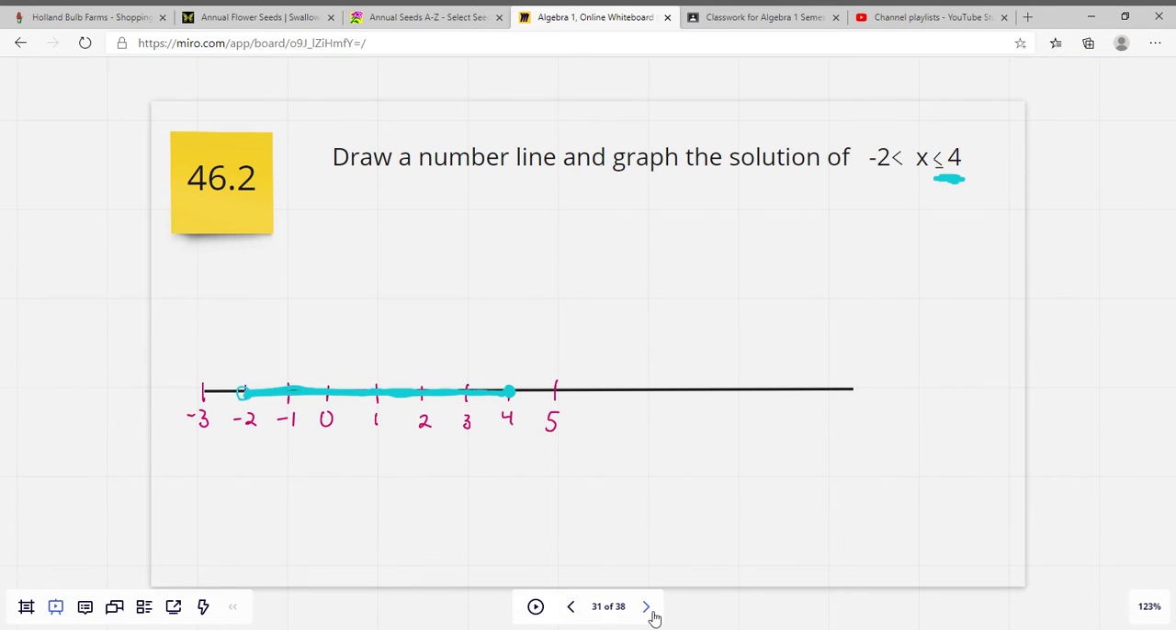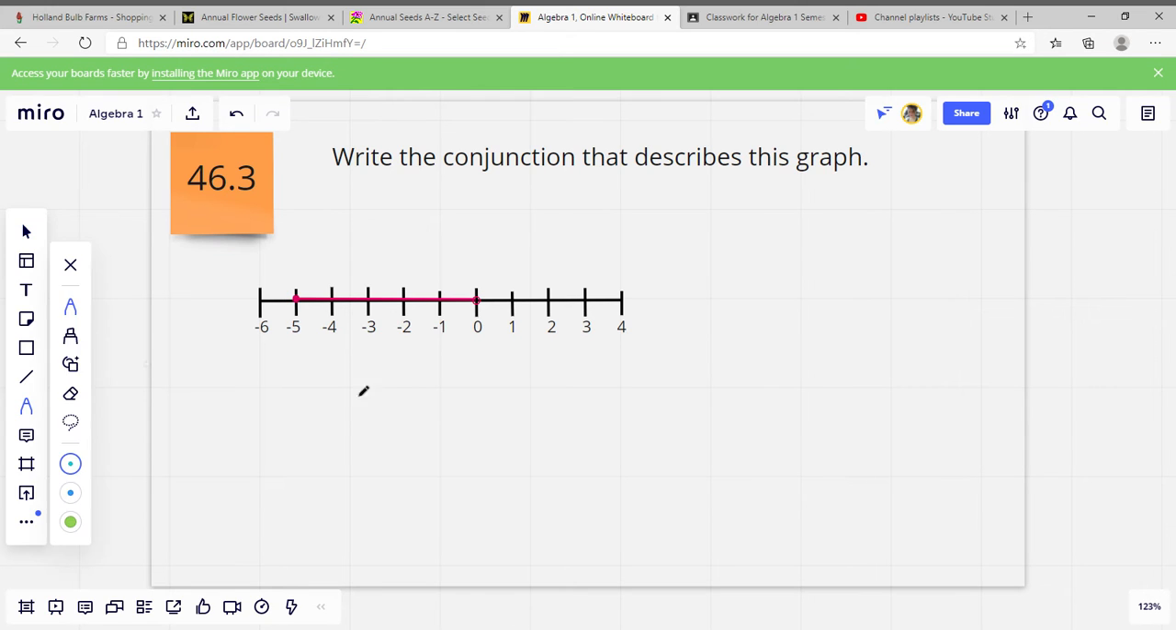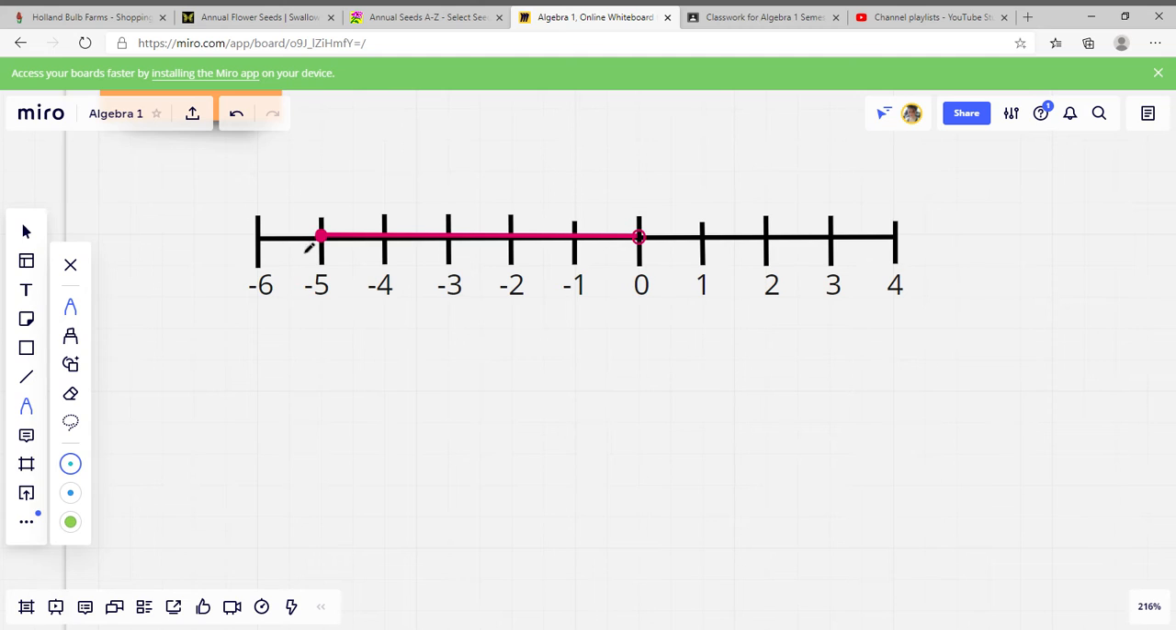All right, let's try another one. Write a conjunction that describes this graph. So on this graph, we have the bottom number is going to be a -5. All right, and it's filled in. That circle's filled in. Let's zoom in here a little bit. My circle is filled in, so that means it could be equal to -5. So we're going to have -5 is less than or equal to x.